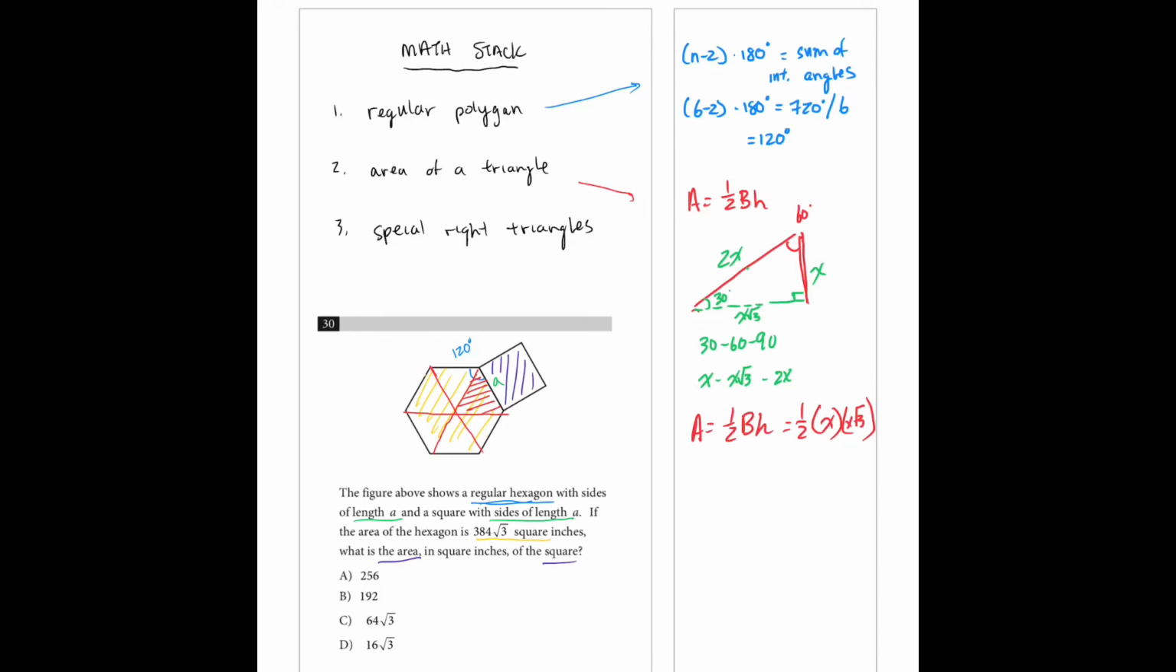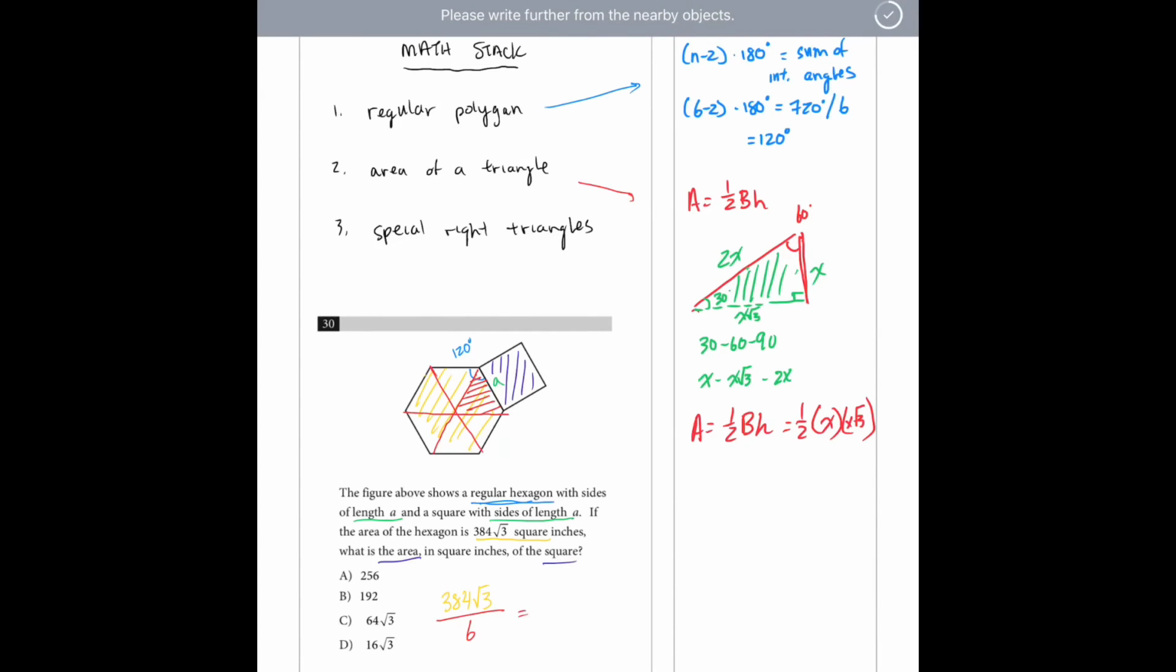Now we just need to find the actual area of our triangle. So we started, if you remember, with 384 times square root of 3 square inches. That was the total area of our hexagon. If we divided that by 6, we would get the area of one of our equilateral triangles, which would be 64 times the square root of 3. Now, because we then cut that equilateral triangle in half to create a 30, 60, 90 triangle, we'll divide that by 2, and that'll give us 32 times the square root of 3.